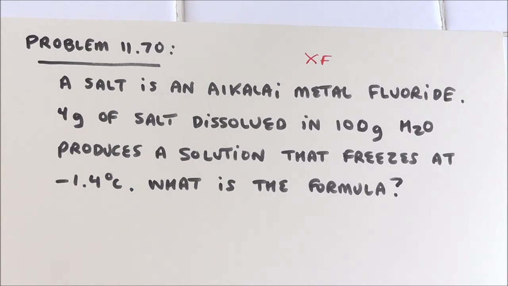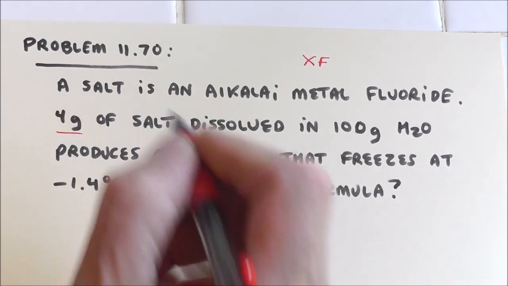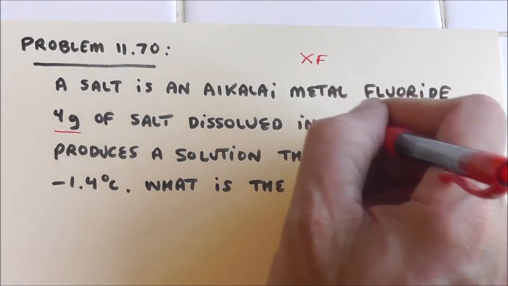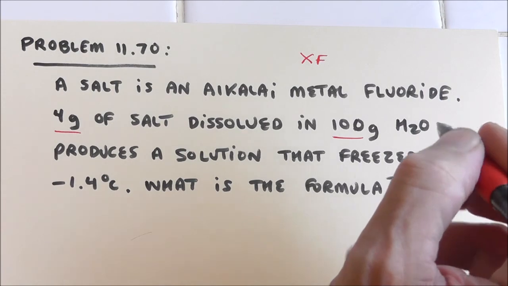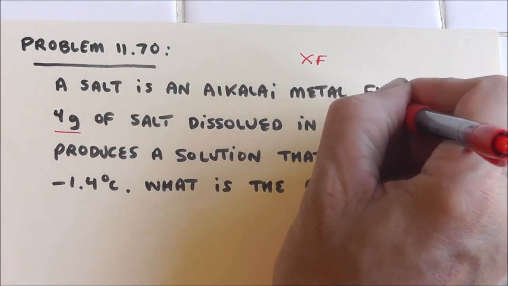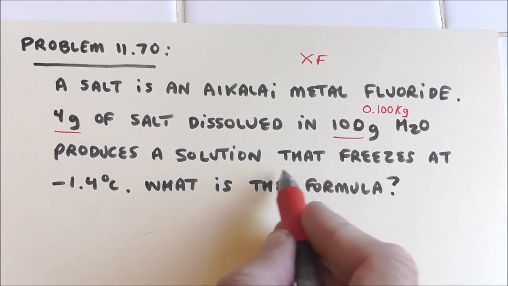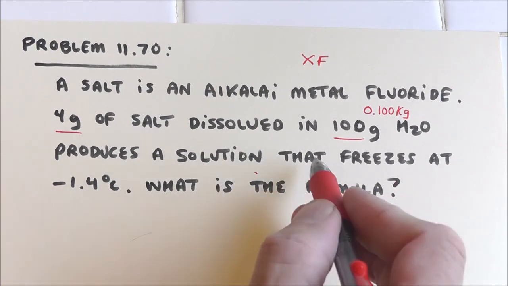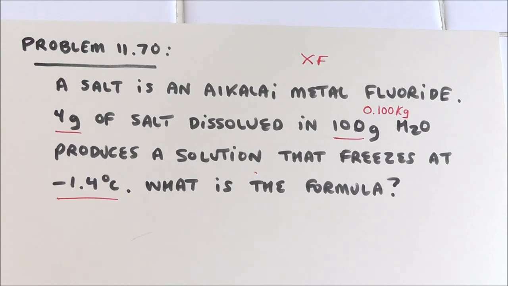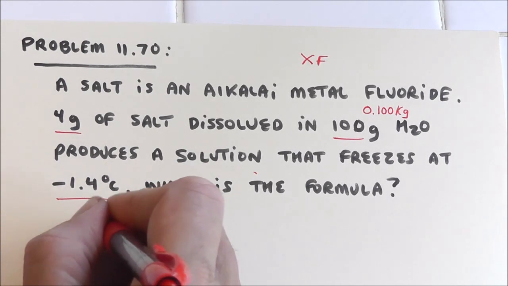Let's keep reading. 4 grams of the salt. All right, it sounds like what we had last time. There's some number that's going to wait till the end. Dissolved in 100 grams water, let's call that 0.100 kilograms, produces a solution that freezes at, now it's water. Hey, that's not only our freezing point, that is our delta T.